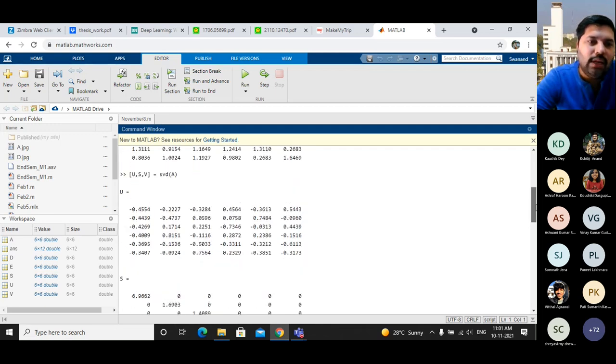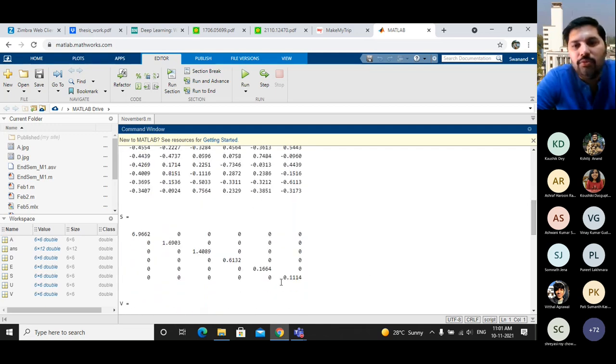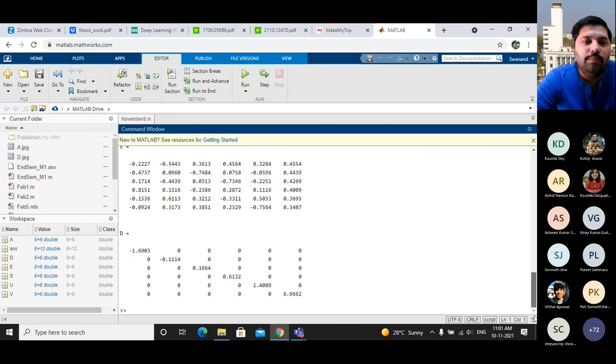Okay, so this is your SVD. And in the SVD, you see this is the smallest singular value, 0.1114, right? So this is the smallest singular value that you have. So what I will do is I'll set this singular value to 0. And if I set this singular value to 0, then I'll get a rank 5 approximation of the given symmetric matrix, right? So let me do that.